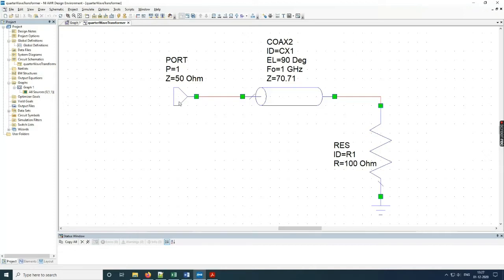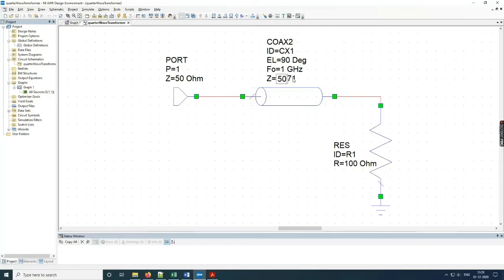Now when I connect this 50 ohm line directly to the 100 ohm load, definitely there will be some reflection. Now to stop that reflection, we have to put in a piece of transmission line in the middle between the main line and the load, and that is nothing but the quarter wave transformer. So let us see what the reflection actually looks like if this were to be a 50 ohm line.